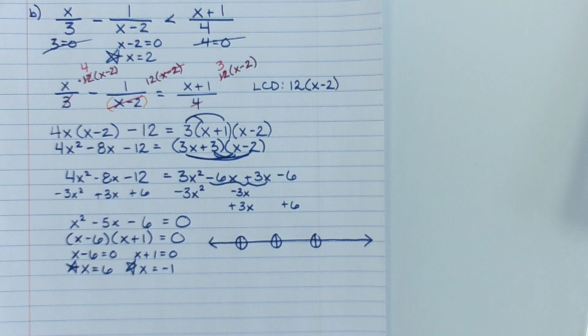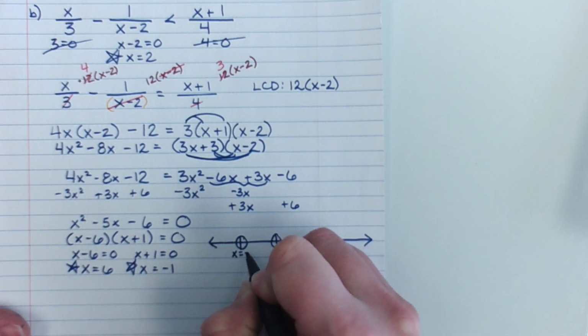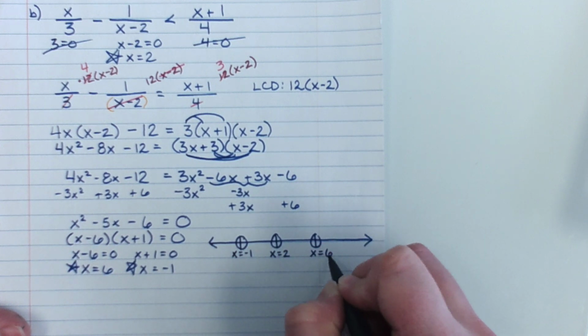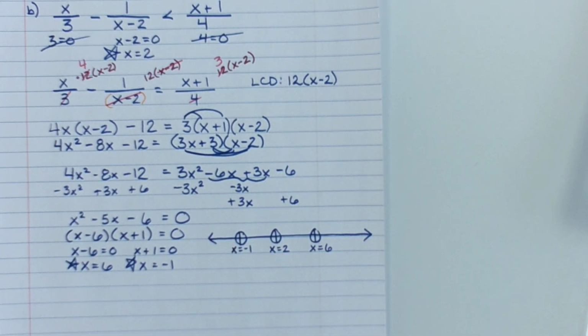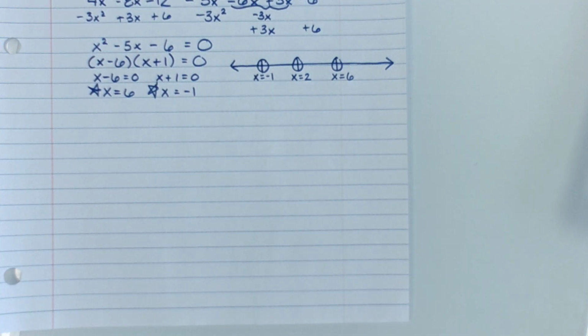The one on the far left is -1, the one in the middle is 2, the one on the right is 6. I chose that order because I need to go from smallest to biggest. You do not have to put the x equals. I put the x equals there to differentiate it from the test points. Speaking of which, next step is to test.